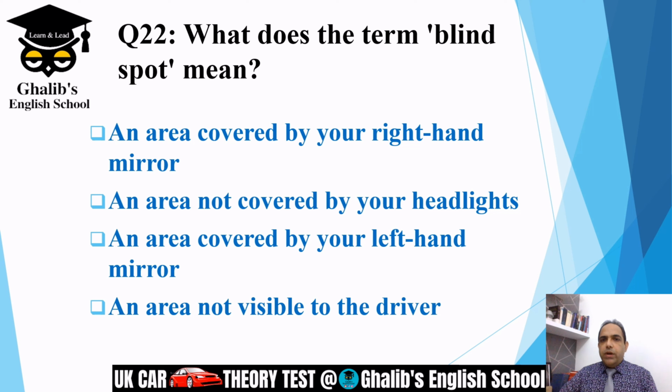Question 22. What does the term blind spot mean? An area covered by your right hand mirror, an area not covered by your headlights, an area covered by your left hand mirror, or an area not visible to the driver. So the correct option is an area not visible to the driver. So that is your blind spot. If it is not covered in any of your mirrors, then that is your blind spot. So what you need to do is look over your shoulder to double check.